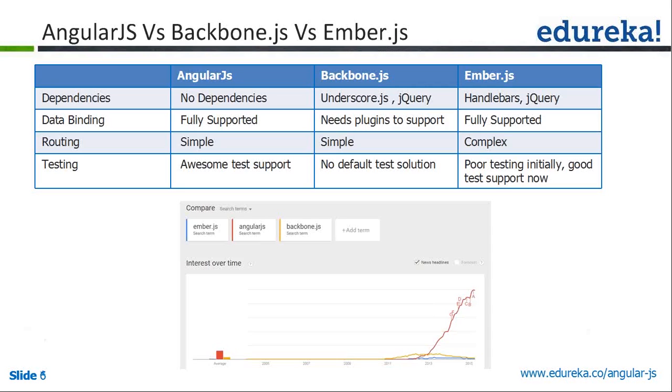The next one is testing. Whenever a developer builds an application, they should be able to write their unit test cases, as well as we should give some option to test this application, like automation, everything. In this Angular.js, we have awesome test support. If we have Protractor with Selenium, we can write end-to-end automated testing in this Angular.js.